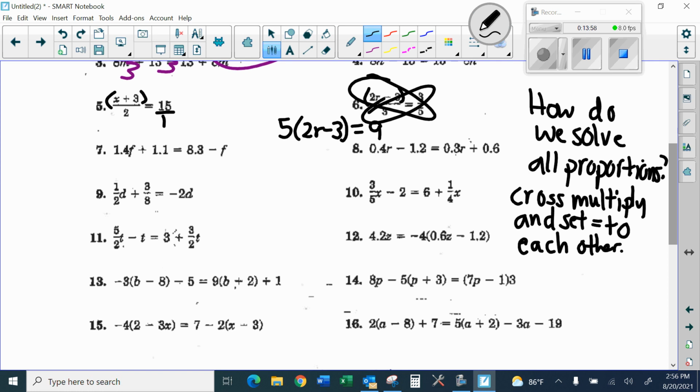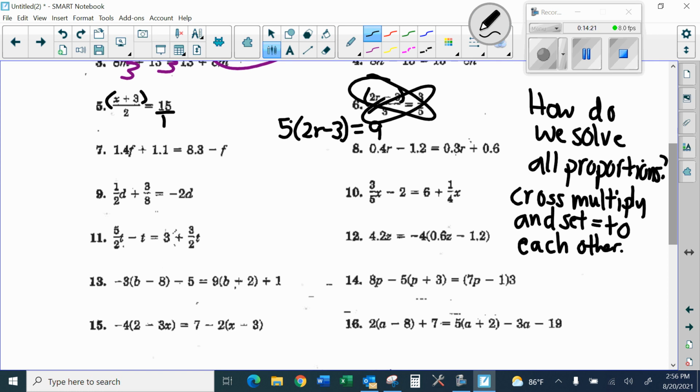Now, this is 5 times the quantity 2r minus 3. That is how you pronounce it. When you have parentheses, say the quantity, and it was times. There's no sign in between. 5 times the quantity 2r minus 3. So when you say the quantity, whatever you say next goes inside parentheses. That's why I said 5 times the quantity 2r minus 3. Learn this so you say it correctly.